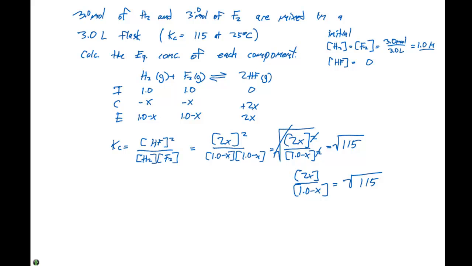So this will simplify things down for us quite a bit, because we're going to have 2x equal to the square root of 115 times 1 minus x, or 2x is going to equal minus the square root of 115 times x, plus the square root of 115. So if we put everything over on the same side of the equation, we can say that 2x plus the square root of 115 times x is going to equal the square root of 115.